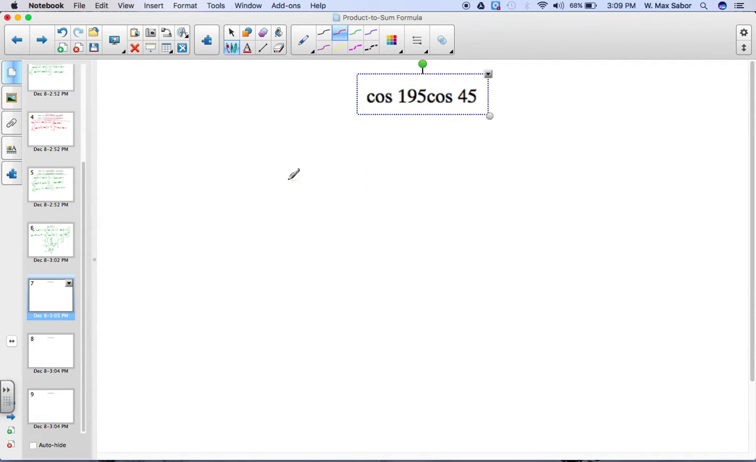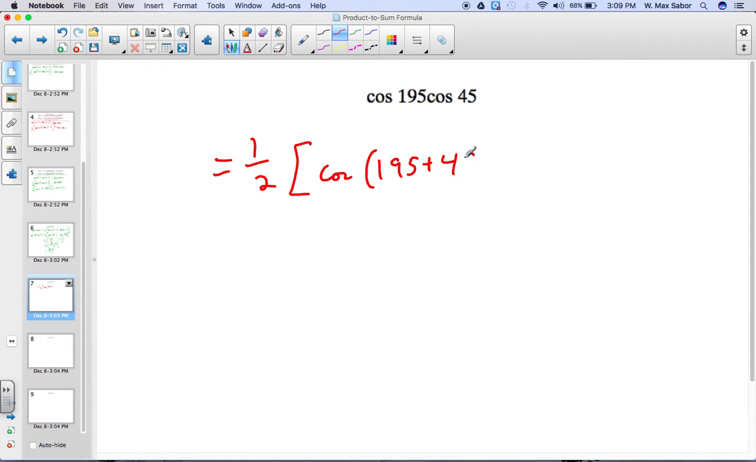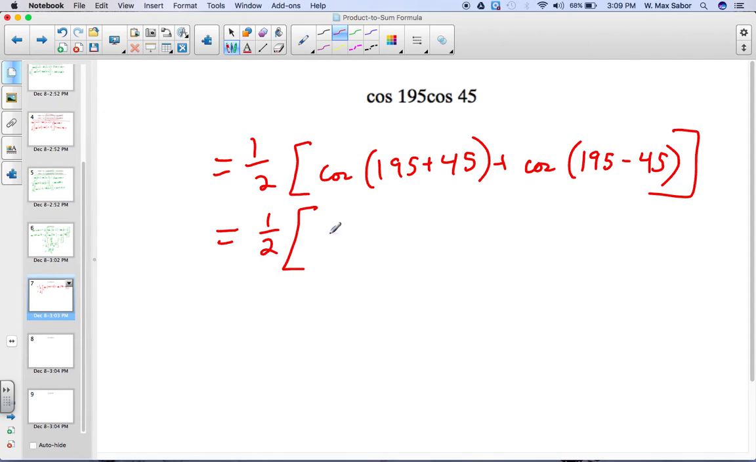Cosine times cosine is 1/2 the cosine of the sum plus the cosine of the difference. So the sum of those angles is 240. The difference between those angles is 150.